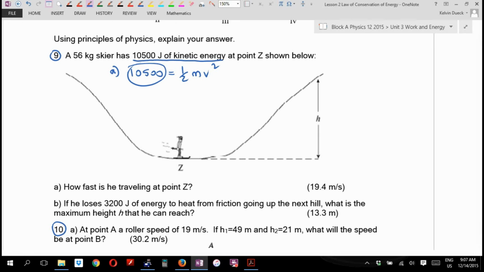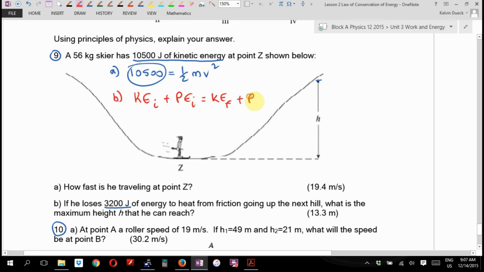Because part B says he loses this much heat energy. What's the maximum height? You know what? It's a change in height. It's a change in speed. I think I'm going to go like this. KE initial plus PE initial equals KE final plus PE final plus heat. Because it does talk about friction. You okay with that? Are any of these 0? Here's initial. Here's final.